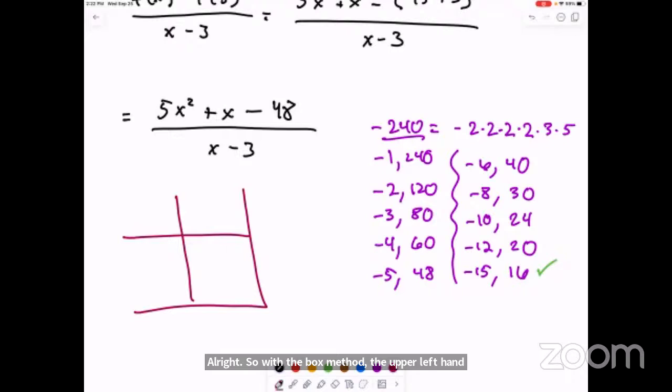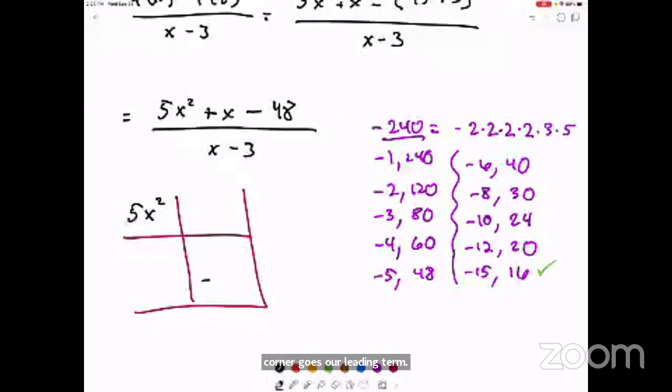Bottom right is our constant term, which is this guy. And then on the off diagonal, we want to use the two numbers that we just found. I'm going to do negative 15 here and a positive 16 here. You could do the other way, those two can switch places and it'll be fine.